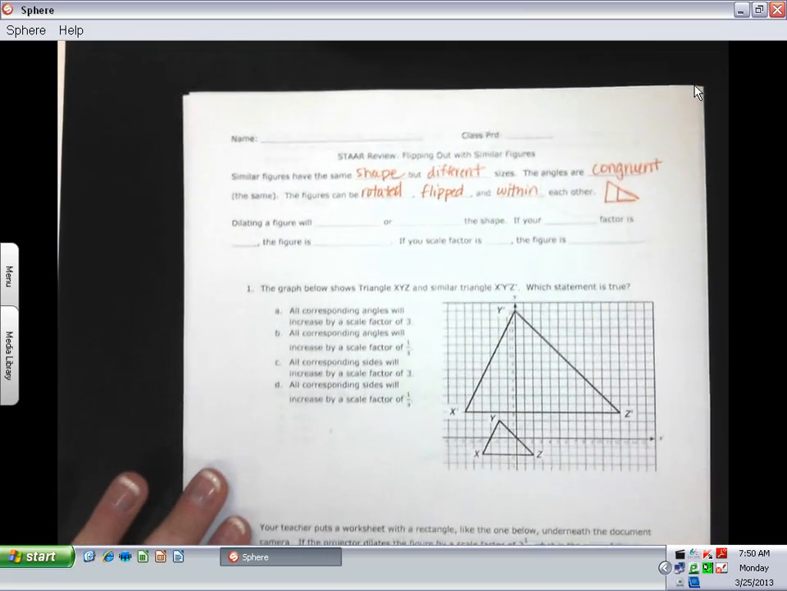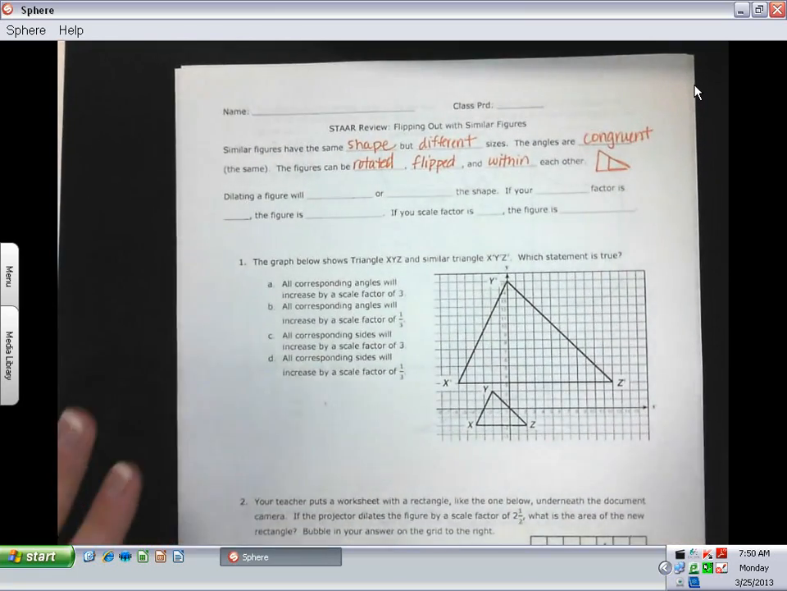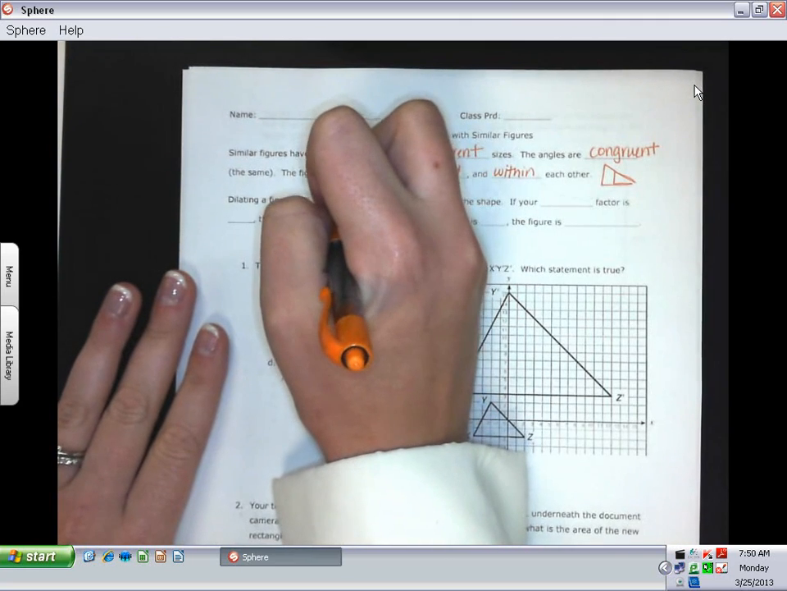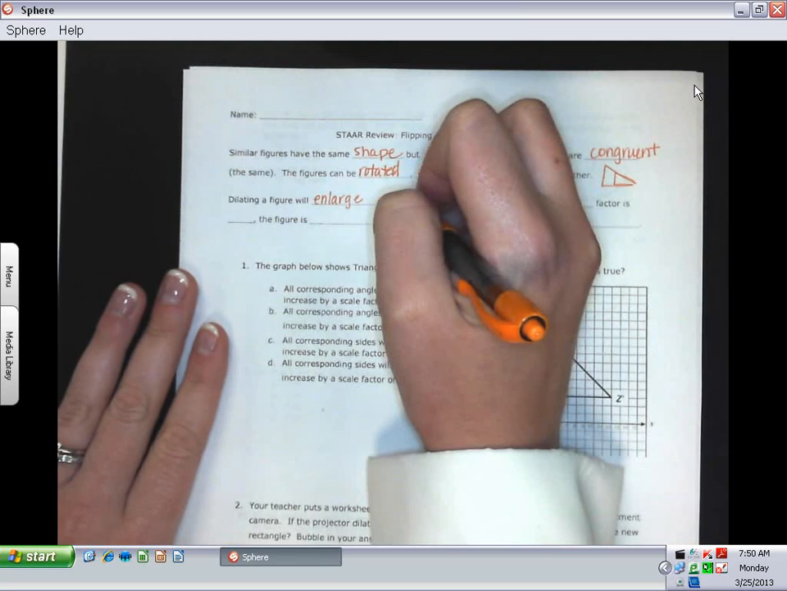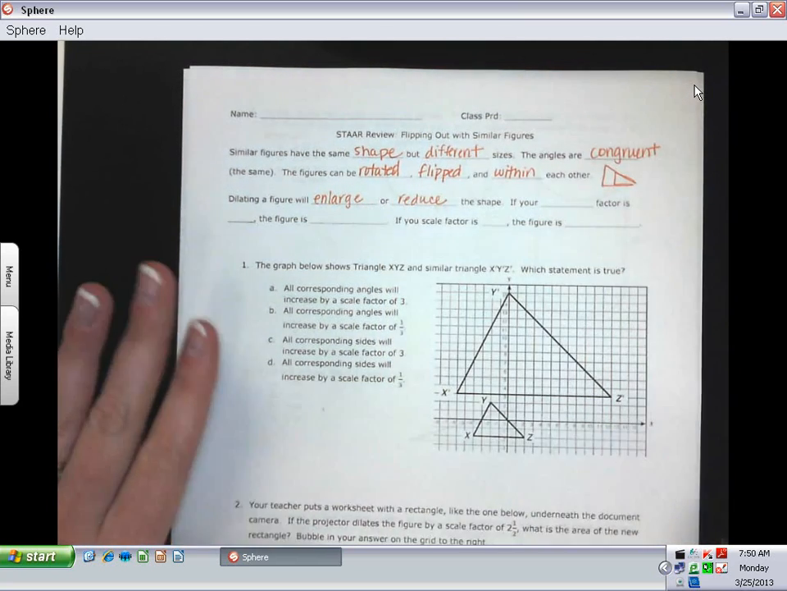Alright, and then we also talked about dilating a figure here. So when you dilate a figure, this is when something is enlarged. So a dilated figure will enlarge or reduce the shape. So it can get bigger or smaller.